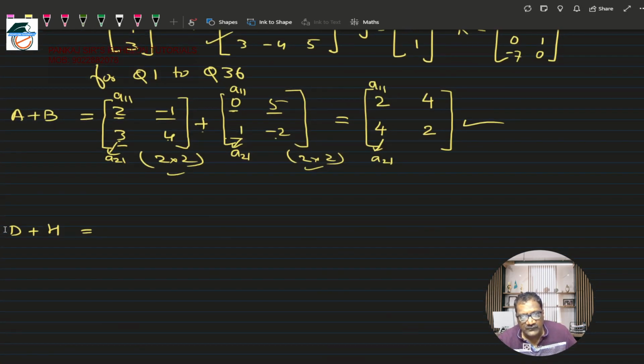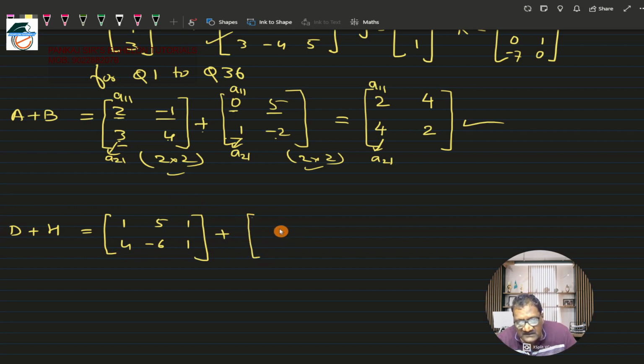So how to find out? Just replace D plus H by the matrix. Now I have my textbook in front of me, so I'm writing down from the textbook. So D is 1, 5, 1 and 4, minus 6 and 1. I don't have to scroll back and see every time. Plus H matrix is 0, 1 and minus 2, and it's 3, minus 4 and 5.